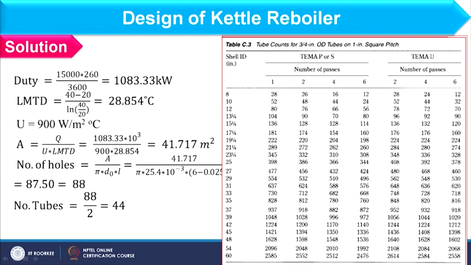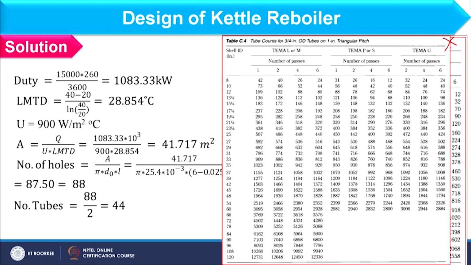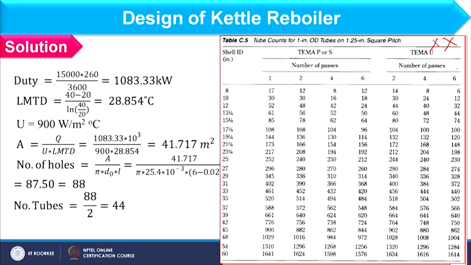So, this also will not work for me. I will focus on table C4, which is for 3 by 4 inch OD and 1 inch square pitch. Obviously, this will also not work for me. Further, we have table C5 where OD is 1 inch and 1.25 inch square pitch is given. So, as per the specification, this table is suitable for me.